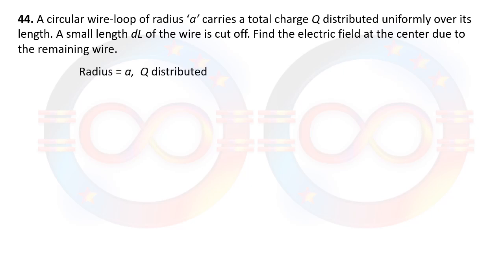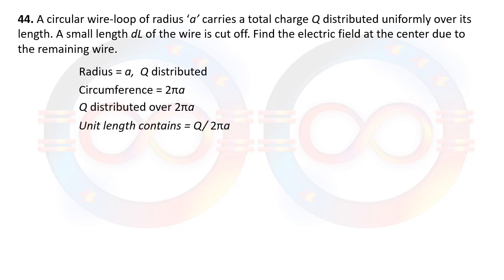So we are going to take radius a, q is distributed over its circumference, that is total length 2 pi a, and if we talk about the unit length which contains the charge q upon 2 pi a, so dl length would contain q upon 2 pi a into dl. This is the small amount of charge we can write as dq.